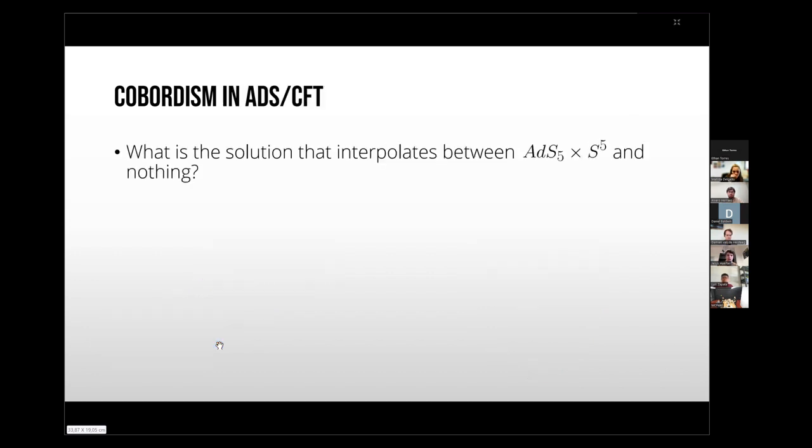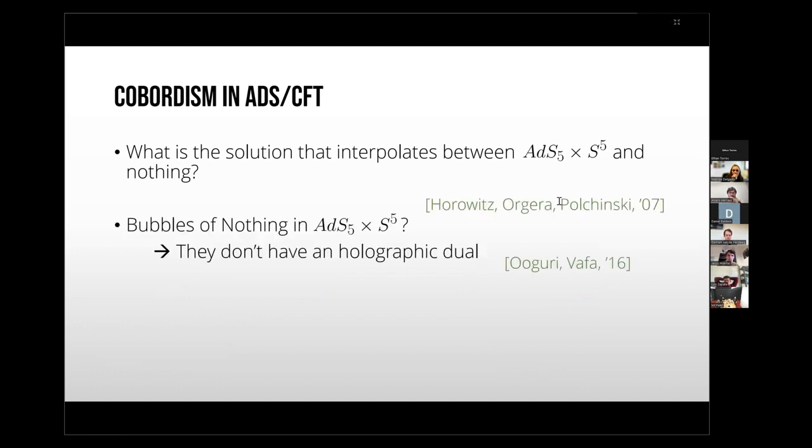In this talk, I want to study the cobordism that interpolates between AdS5 × S5, the most studied vacuum in string theory, and nothing. The first idea that we can think of is having a bubble of nothing in AdS5 × S5, for example, the ones that were discovered by these people.